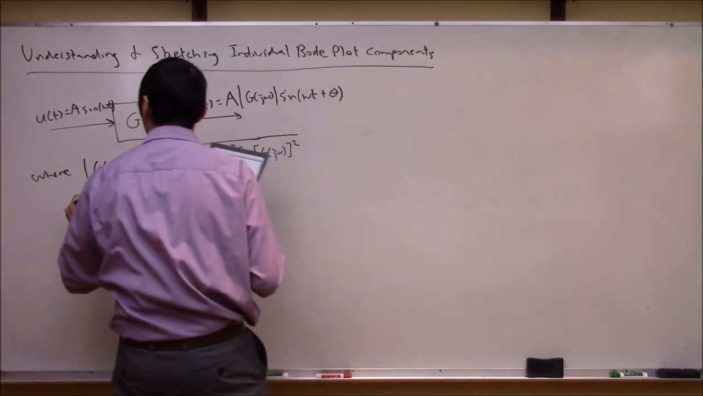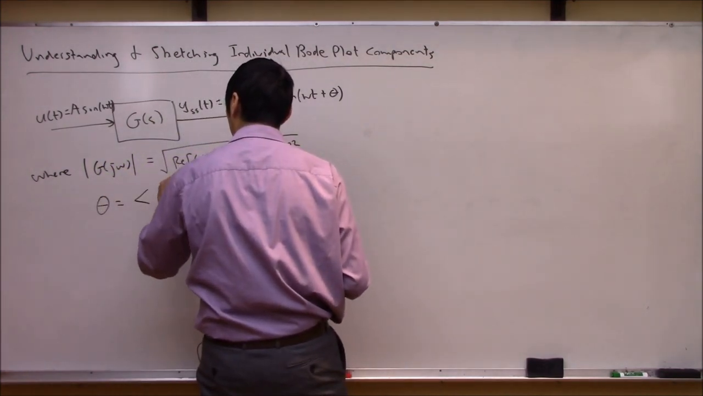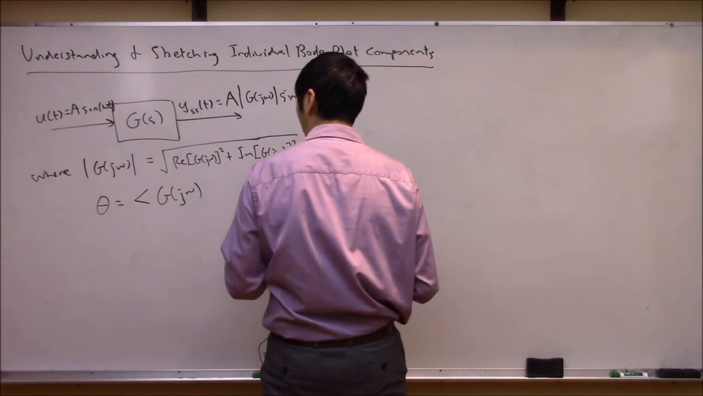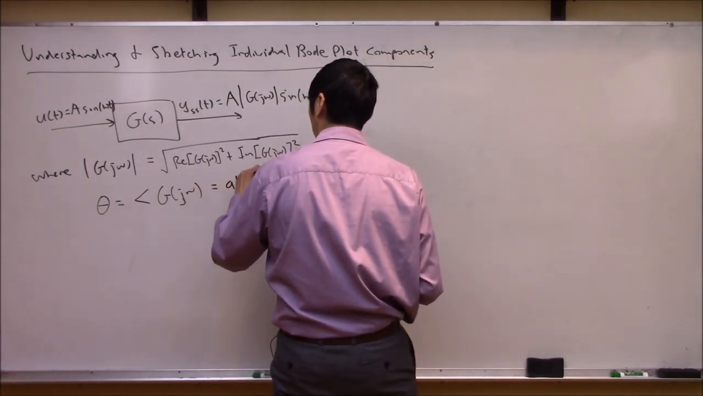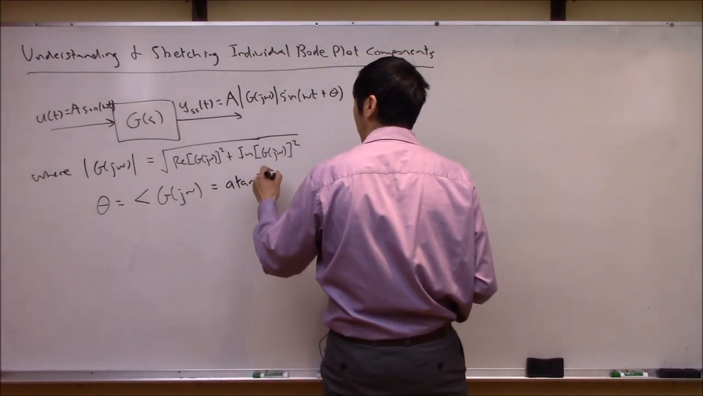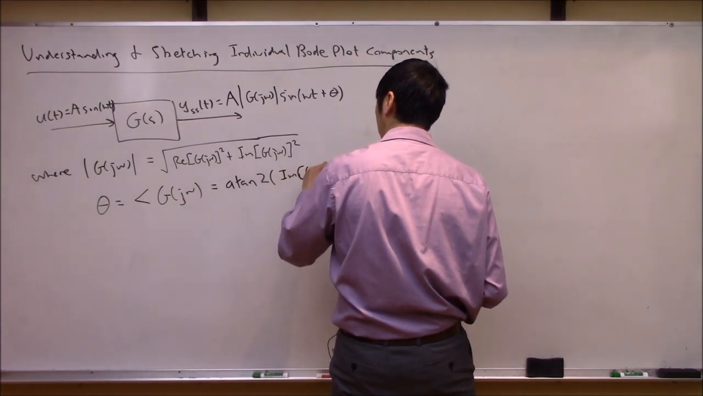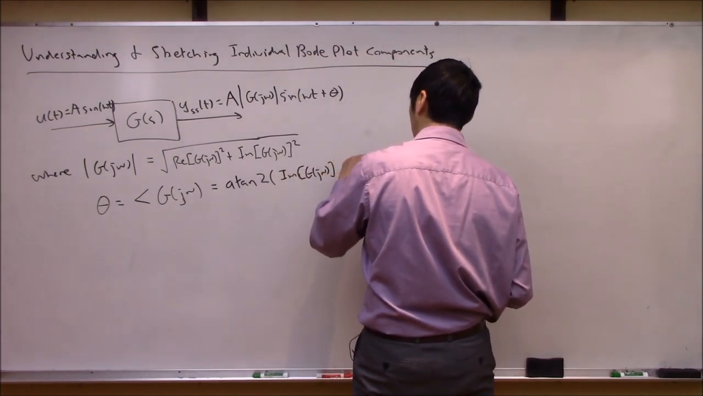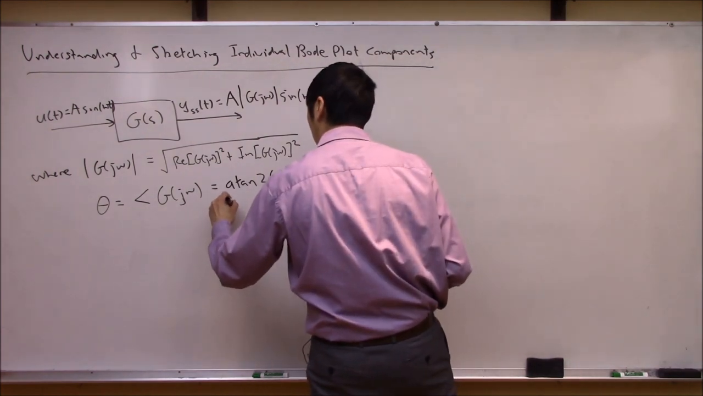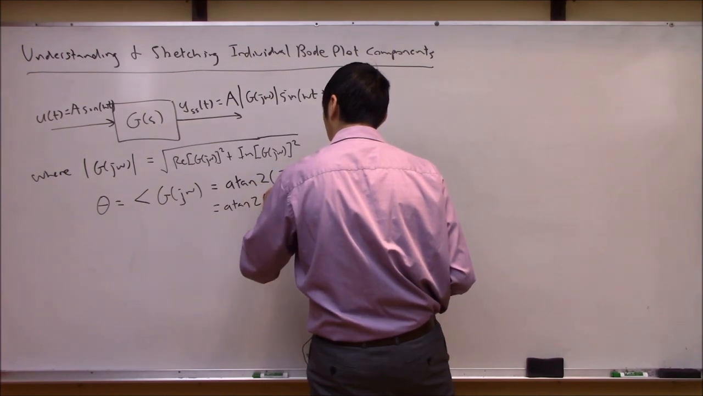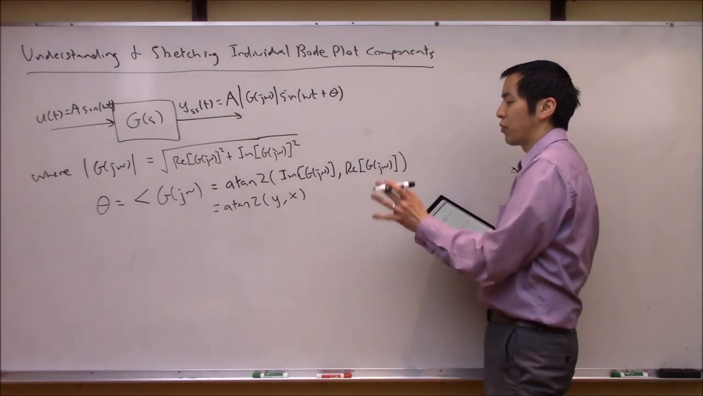And then this theta, the phase shift, was basically the angle of this complex number G of j omega. And we said that an easy way to represent that was a four quadrant inverse tangent of basically the imaginary part of G of j omega and the real part of G of j omega. Again, the way we're using atan2 is you give it the y component and then the x component. So again, this was the background that we established over the last two videos.